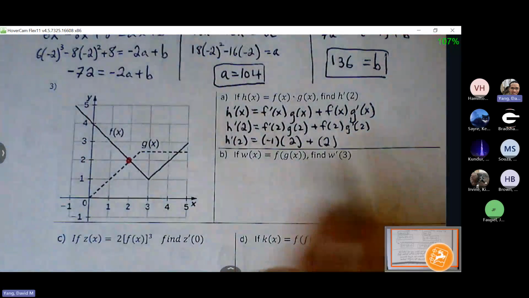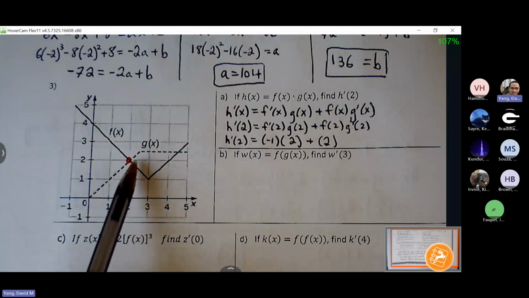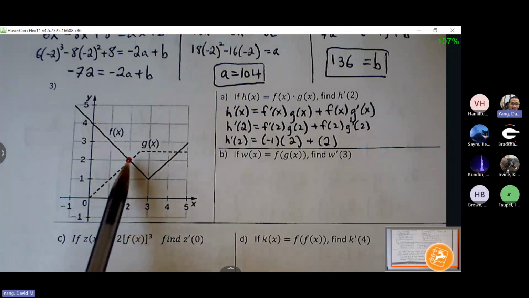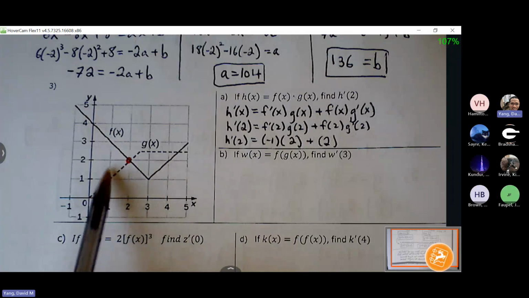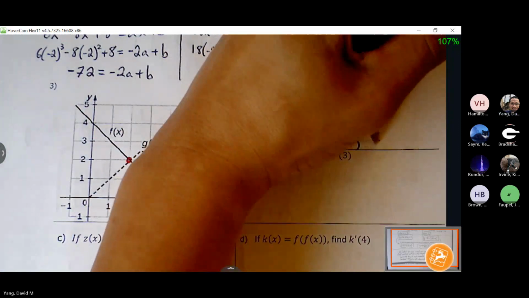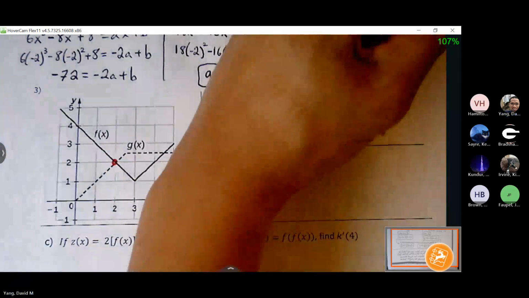And then finally, g prime of 2. g prime of 2 is asking for the slope of this dotted line here. This dotted line does change to slope 0, but it's still part of this diagonal line up to 2. And the slope of this line is a positive 1, right? Up 1 over 1. Okay, and then we just add those numbers together. Negative 2 plus 2, 0.